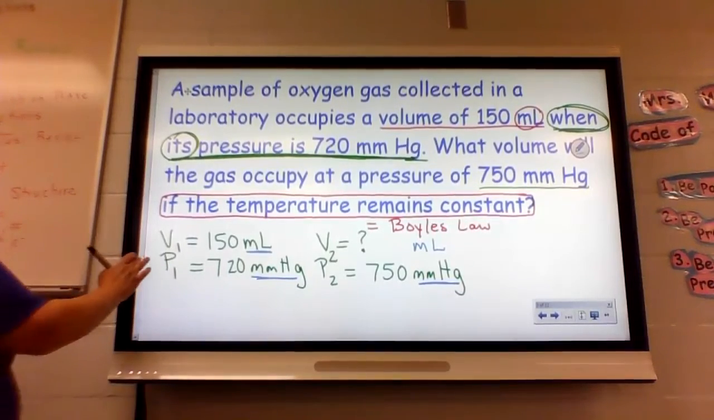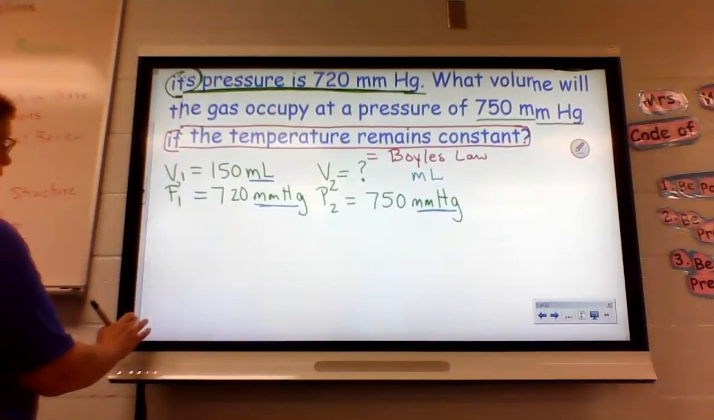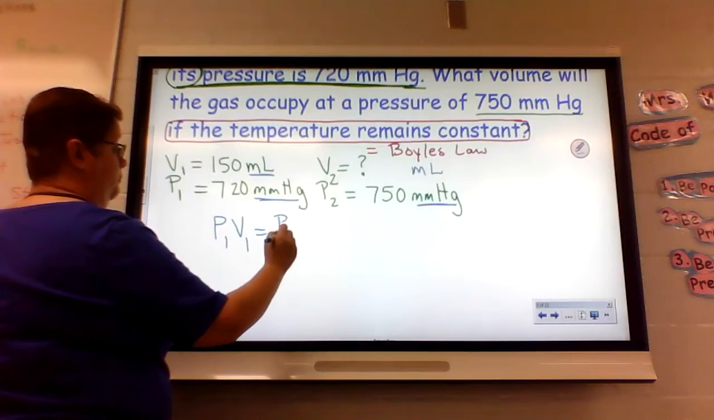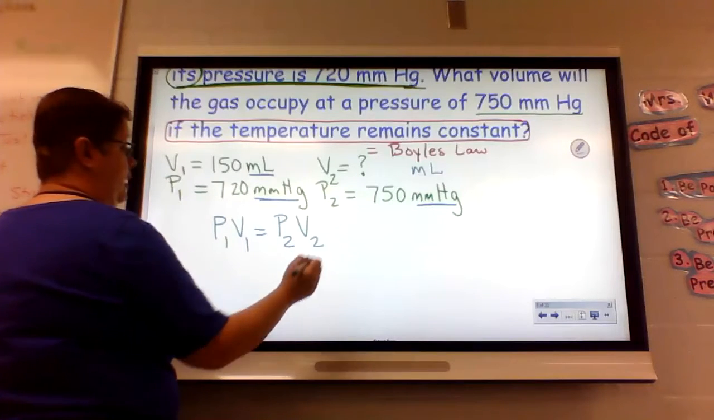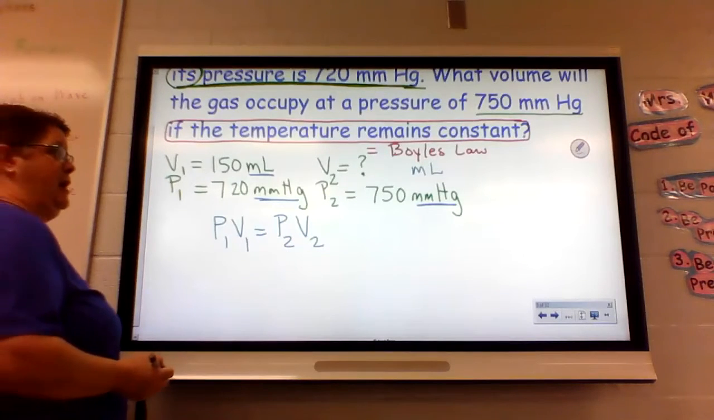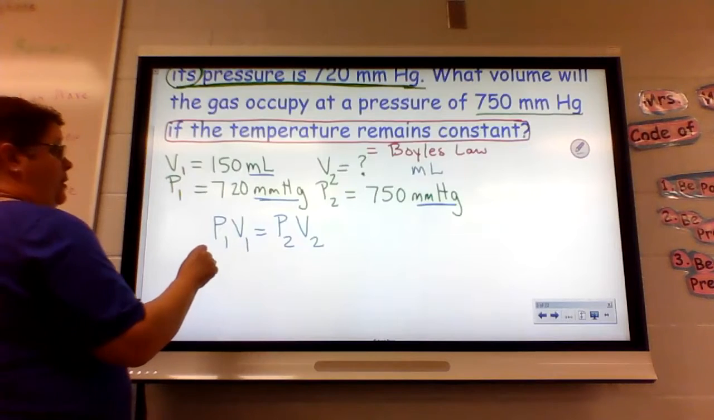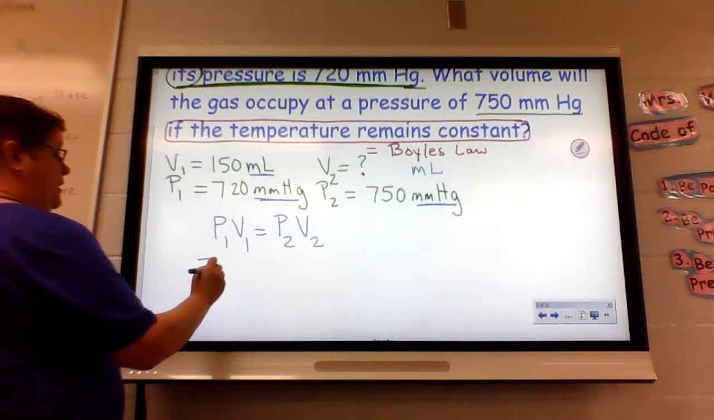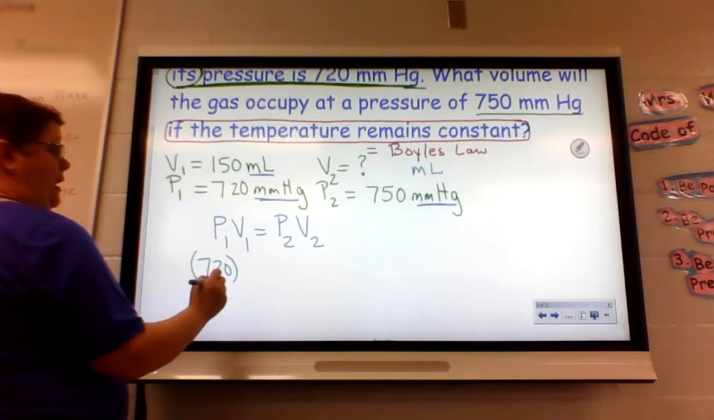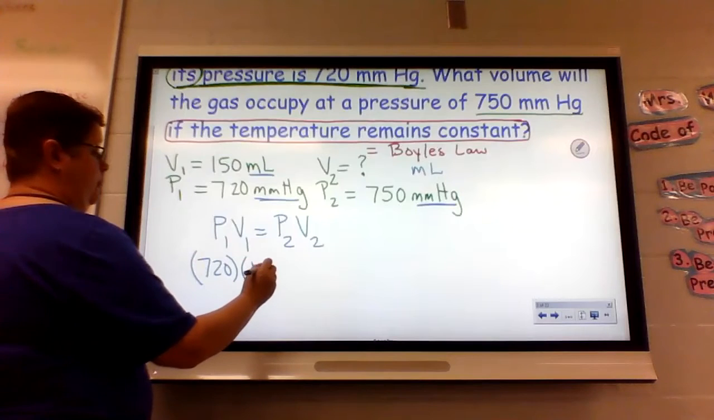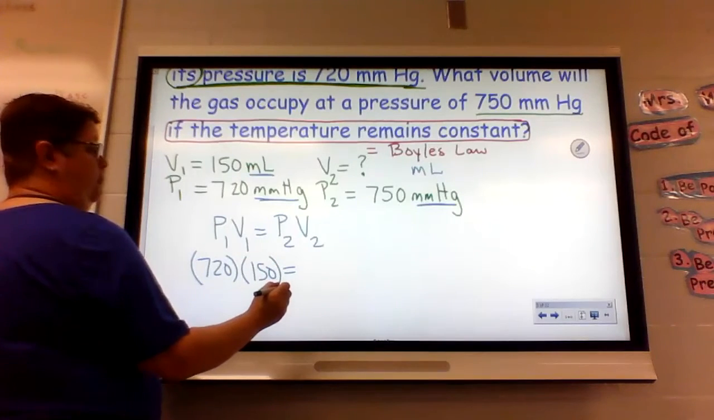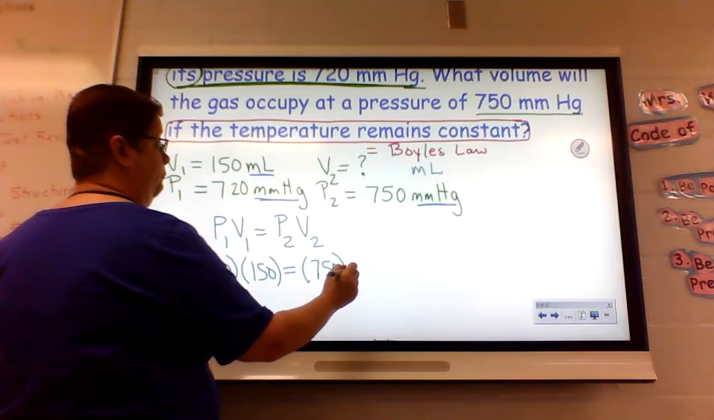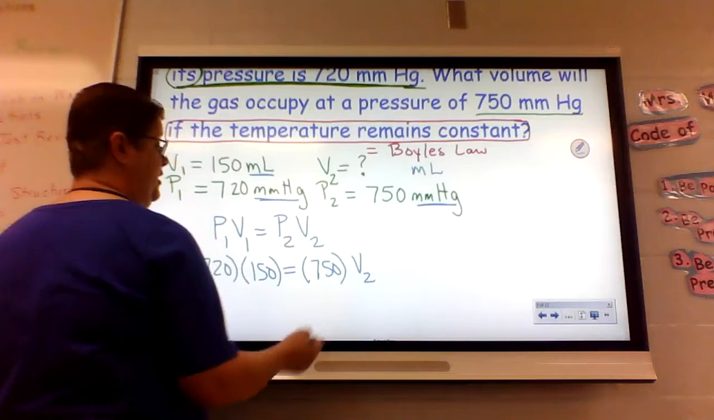Milliliters. Now, this is the part of the problem where I just write down my formula, and I refer to it affectionately as the plug and chug part of the day. What? Plug and chug. All you have to do is plug in the numbers and chug out the answer. You've done all the chemistry. P1 is what? P1 is, so I put 720. V1 is 150 equals, what's P2? 750. And what's V2? We don't know. Nothing. V2.